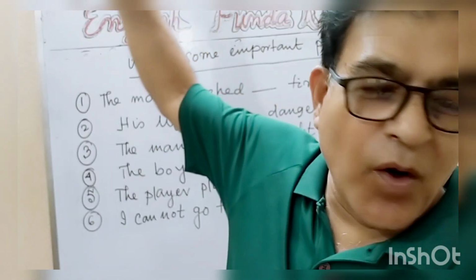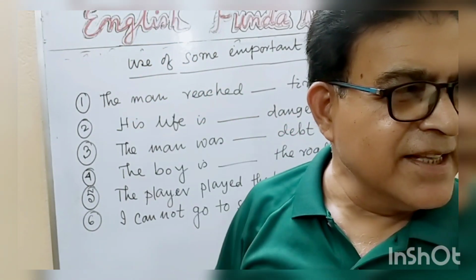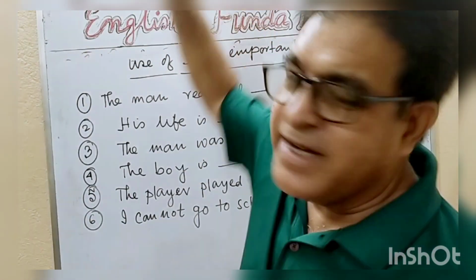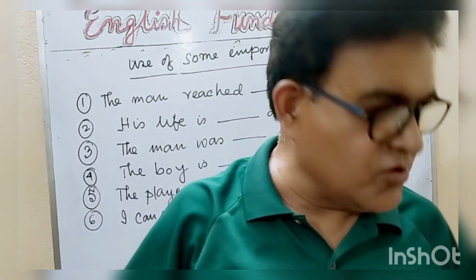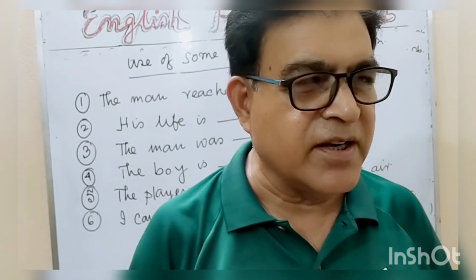The light is on the wall. Light ta kothay ache? Dewaler upore. Tahole light er shonge wall er somporko ta bujhiye dicche. Okay? This is called preposition.